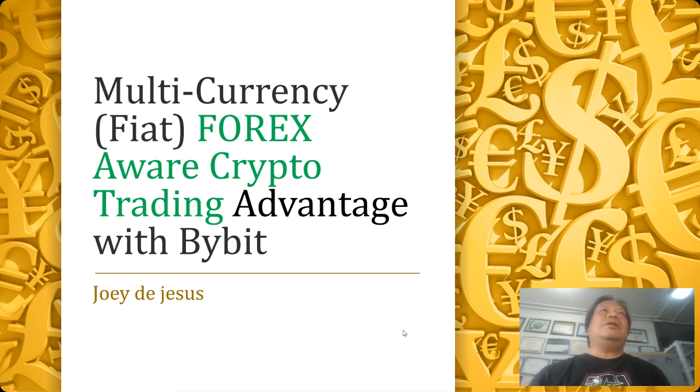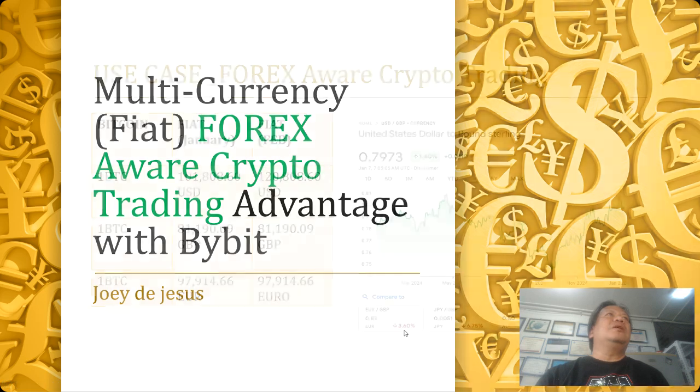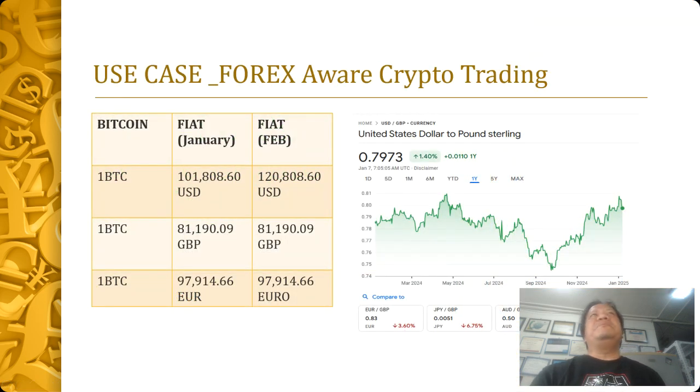So let's start. Here's the use case, right? Today is January 2025, and we trade Bitcoin at 101,000 US dollars for one Bitcoin, which is also equivalent to 81,000 sterling pounds and 97,000 euro, which means the stronger currency is GBP here, right?